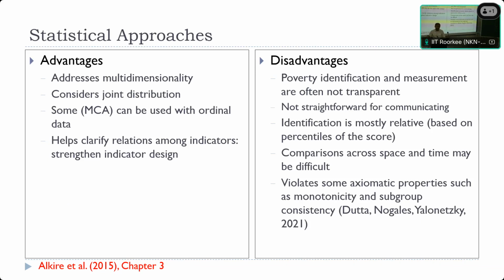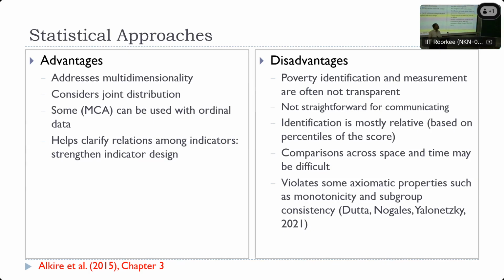So please be cautious whenever you are using, or somebody suggests you use, the statistical approaches. They have their use, no problem. It could be exploratory, but it should not be confirmatory. Do not try to generate weights and everything or create a poverty index based on these methods. Questions?